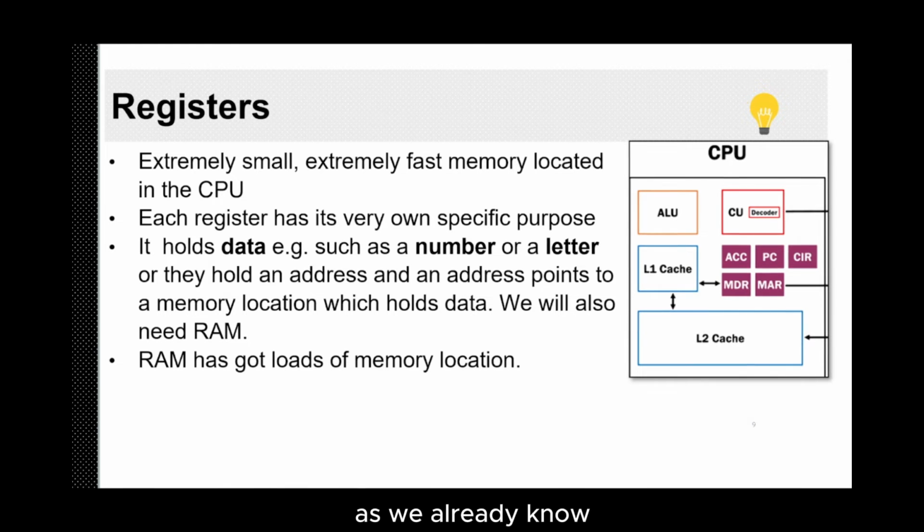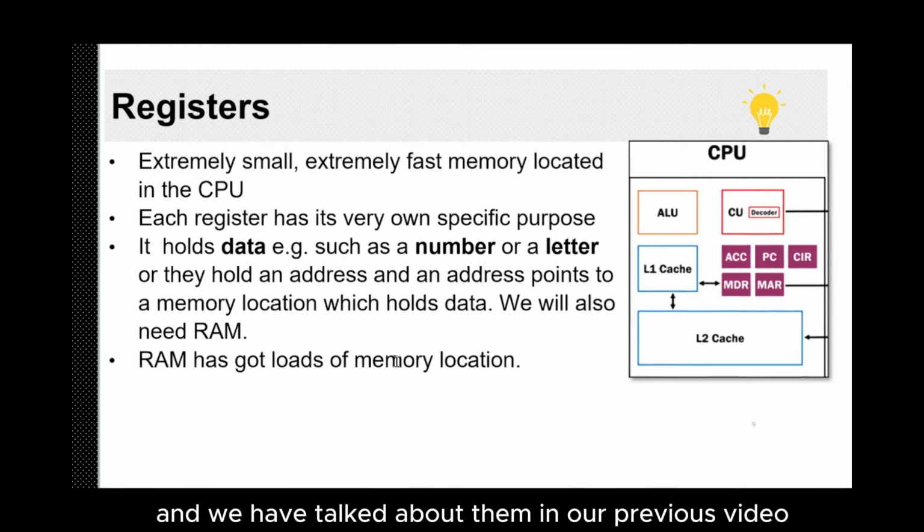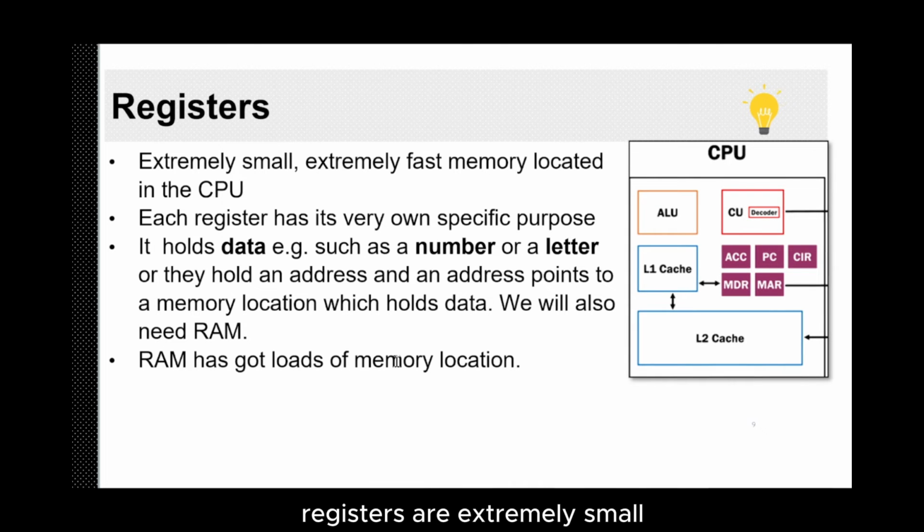Registers, as we already know and have talked about in our previous video, are extremely small, fast memory located in the CPU. Each register does its own specific job and has its own purpose. It holds data such as a number or letter, or it holds an address. An address points to the memory location which holds data. We also need RAM. RAM has got loads of memory locations.